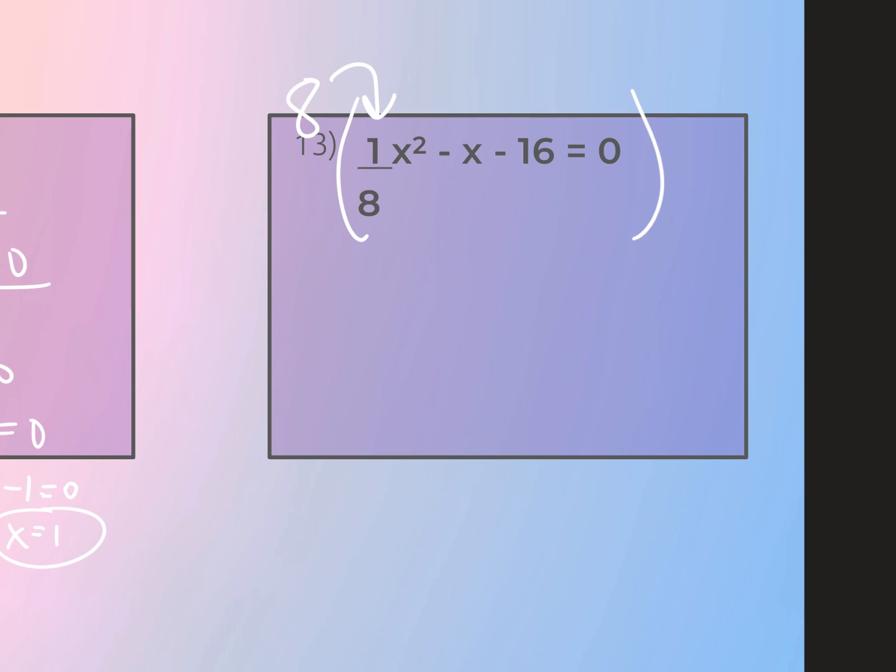1x squared. Because it's 8x squared over 8, right? This would be 8x squared over 8. I'll write it all out. Then I have minus 8x. Then I have minus 16 times 8. How could I figure that out without a calculator, guys? What could you do?